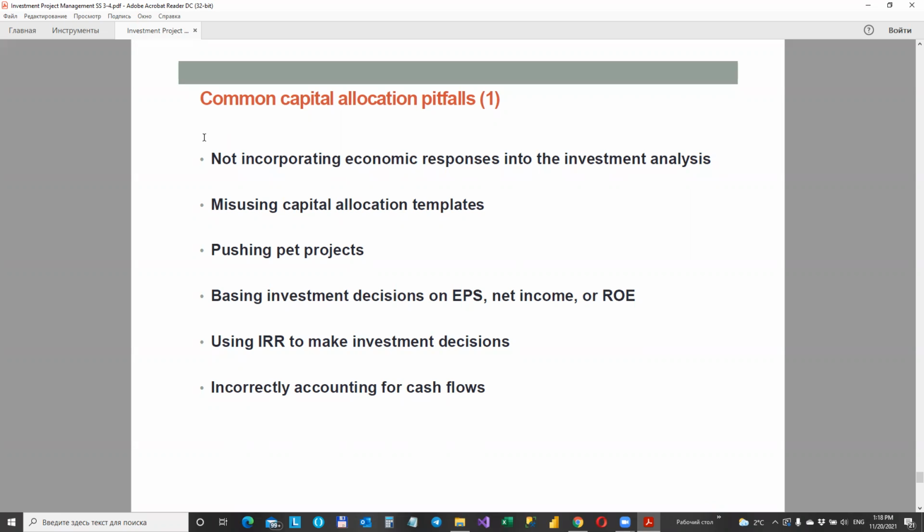Correctly accounting for cash flows: in analyzing a complicated investment, individuals assessing the investment for the company may erroneously omit relevant cash flows, double count cash flows, and mishandle taxes. So it's more about accuracy in calculating cash flows and accounting for them in the model.